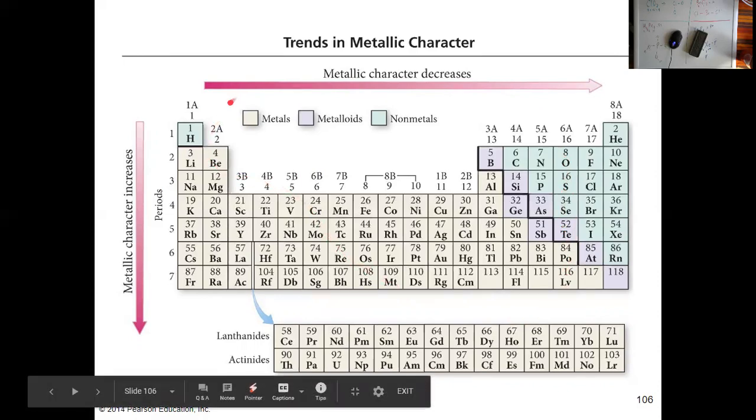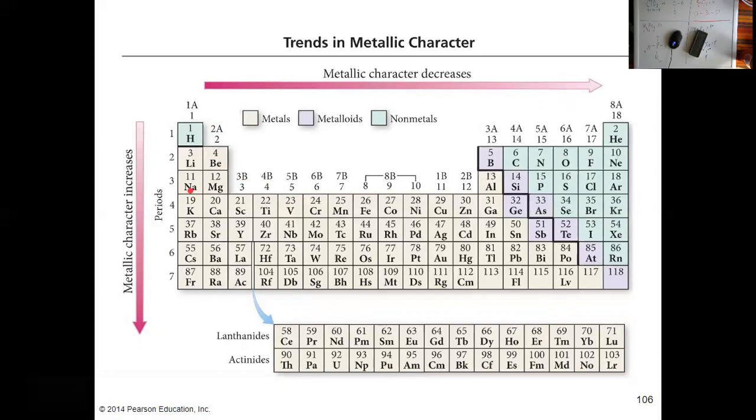Now, the other trend: if I move from left to right, I start with metals, and as I move towards the right, I enter into my metalloid territory, and then I move further into my nonmetal territory. So my metallic character is decreasing from left to right. So again, you don't have to memorize this trend, you just have to look at your periodic table.